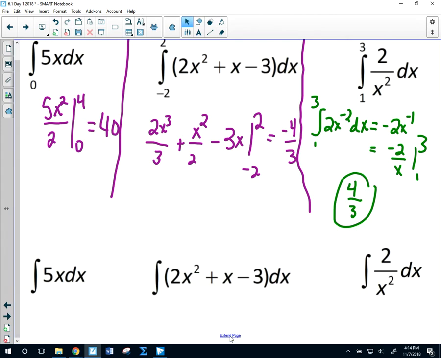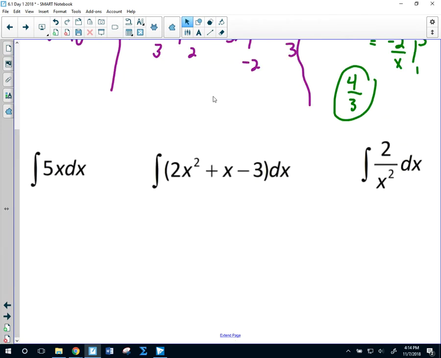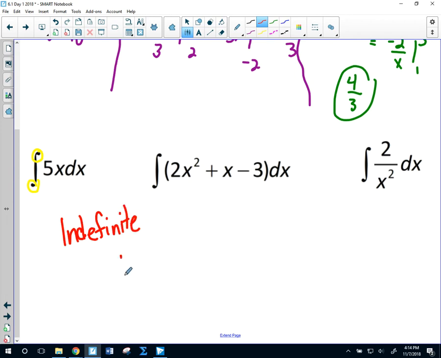So now we're going to talk about these three problems at the bottom. I hope you're noticing what's different about them. They are different because they do not have any bounds on the problem. So these three problems, as of yet, you can't evaluate, you can't get a whole number answer for. These are called, aside from antiderivatives, also indefinite integrals, meaning you don't have definite bounds.